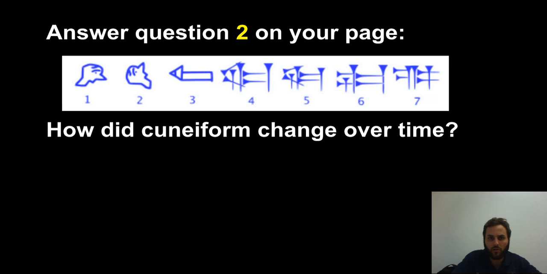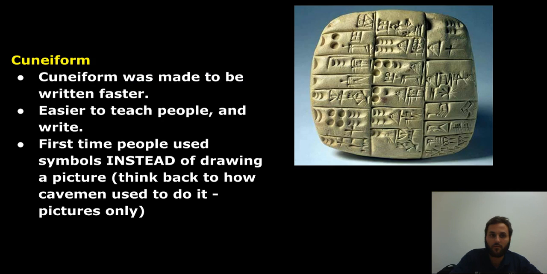Answer question 2 on your page. How did cuneiform change over time? Cuneiform was made to be written faster. Cuneiform in this later version was faster to write and easier to teach people. It worked better to communicate with people from all different parts of Mesopotamia. This was the first time humans used symbols rather than just drawing a picture of something.